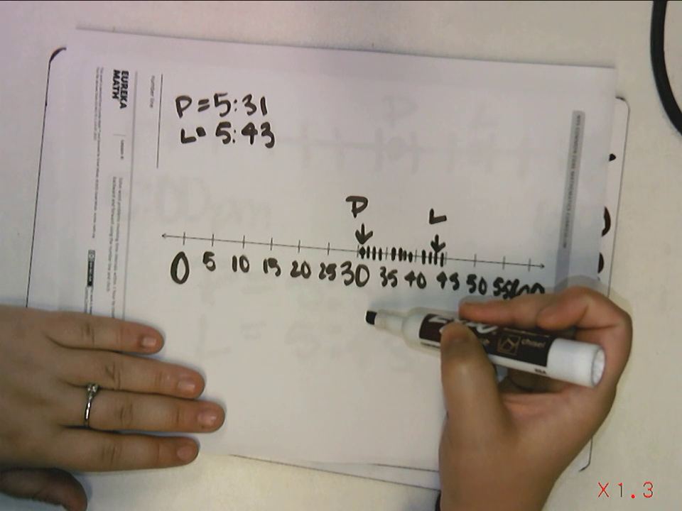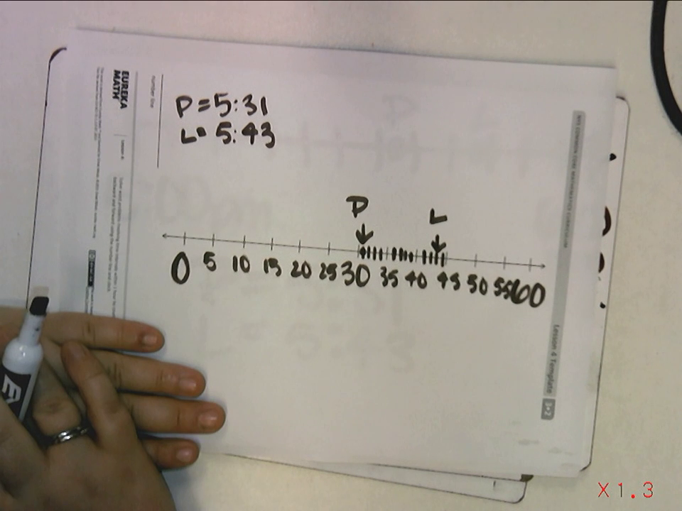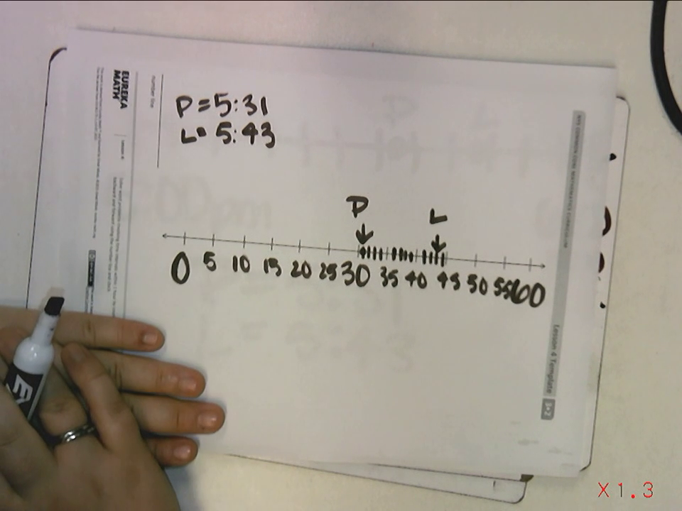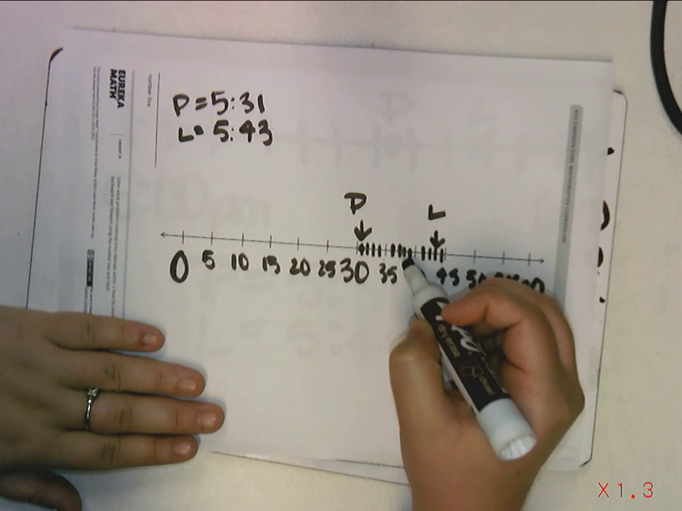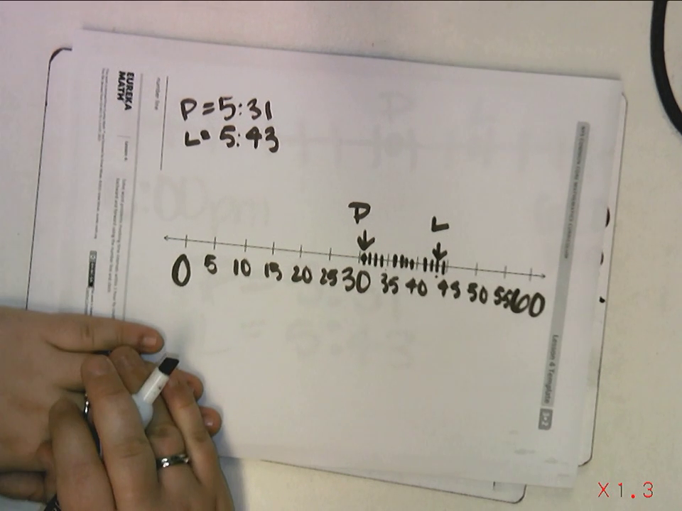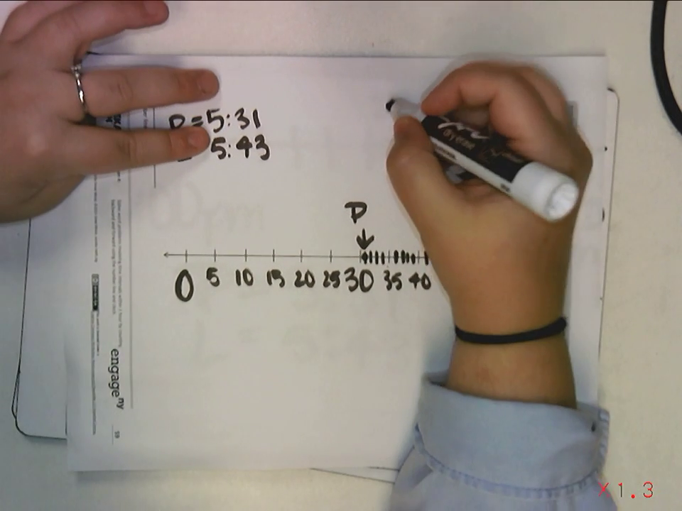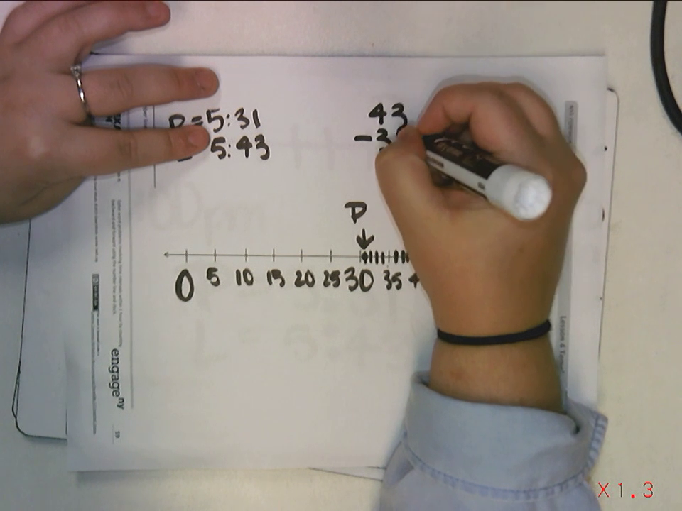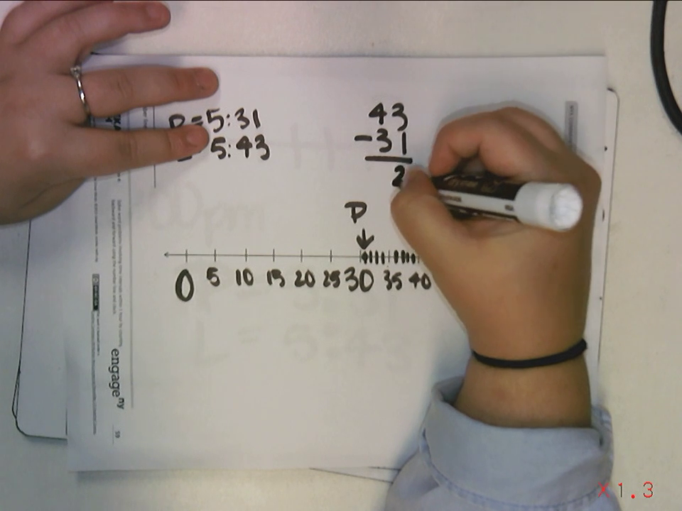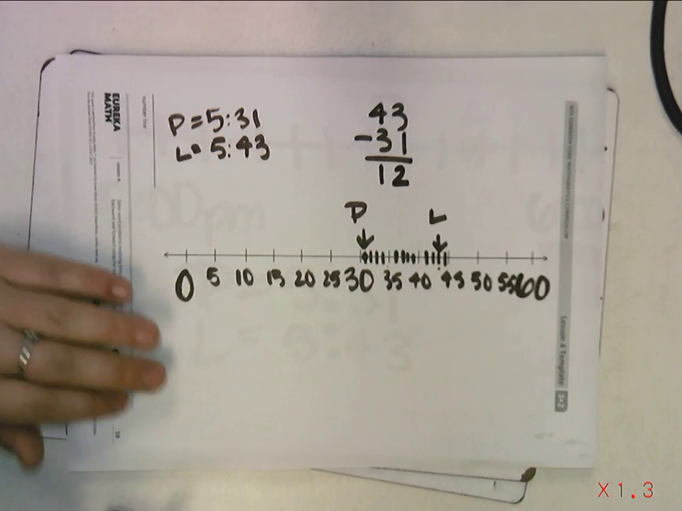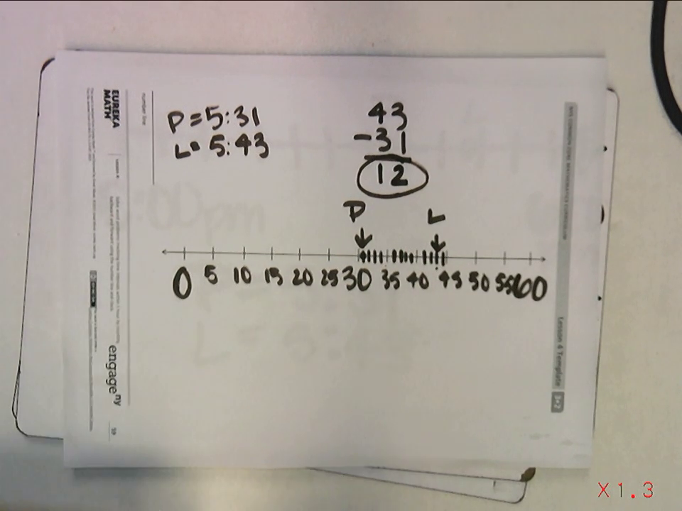But there's another way I could do this. I could skip count by twos. So 2, 4, 6, 8, 10, 12. I could also subtract 31 from 43. Let's see if I get the same answer as I did when I skip counted. 3 minus 1 is 2. 4 minus 3 is 1. I did get 12. I wonder if that's the same answer if I was to just count by ones.